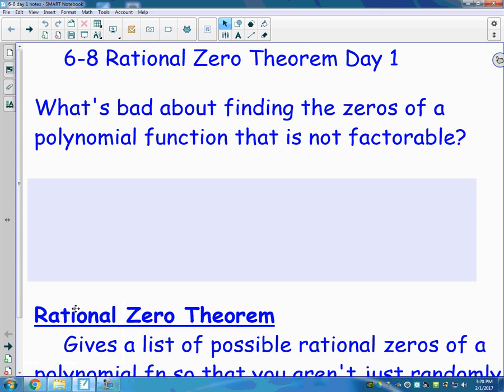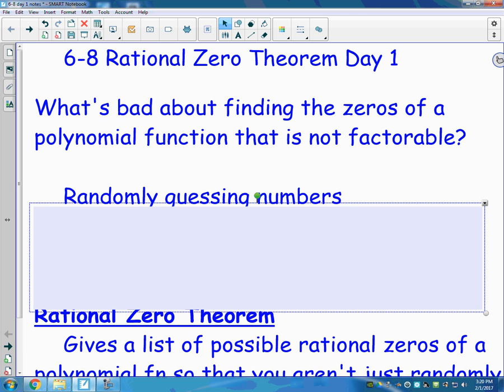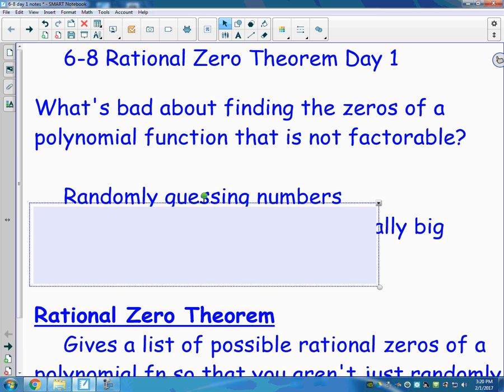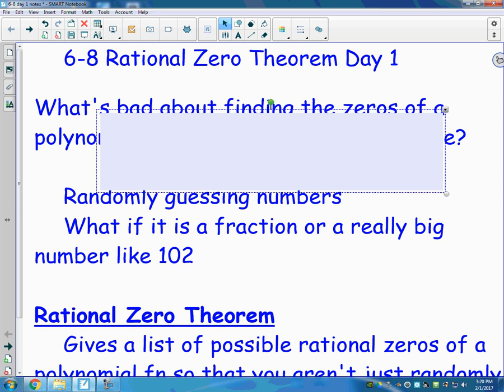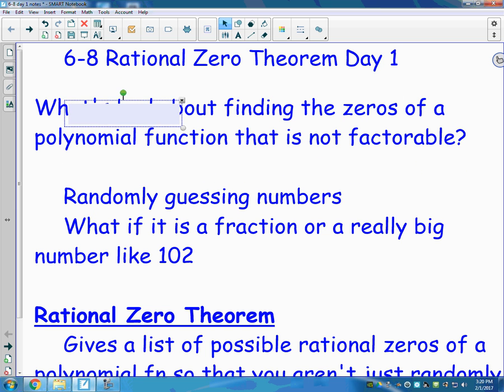Okay, so the last section of this chapter is going to help us so we're not just randomly guessing zeros. So what's bad about having to guess zeros, right? Well, there's some things I can think of. It's hard to just randomly guess a number. If the zero is at like negative 400, how am I ever going to guess that, right? Also, what if it's a fraction or something like that, right? Like it's not the best idea. There's got to be a better way, and there is.